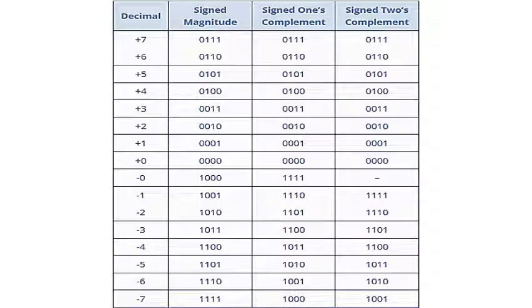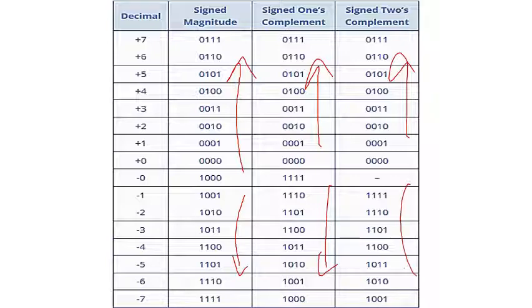For the positive side, the numbers are same for each representation. But for the negative side, you will see there is a variation in each format.